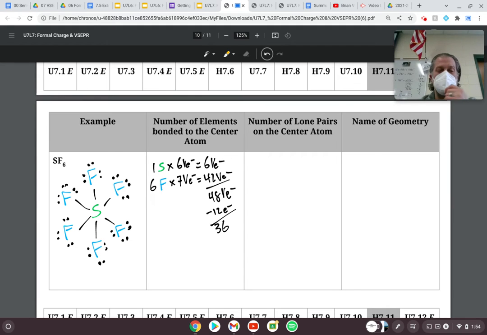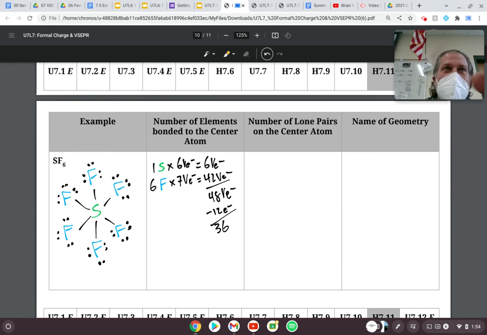In this case, each fluorine has 6 dots and 1 dash or 1 line. So 6 dots plus the 2 electrons in the line make up 8. As a result, every atom has 8 valence electrons, and every atom is satisfied, and sulfur does have the expanded octet, which is allowable.